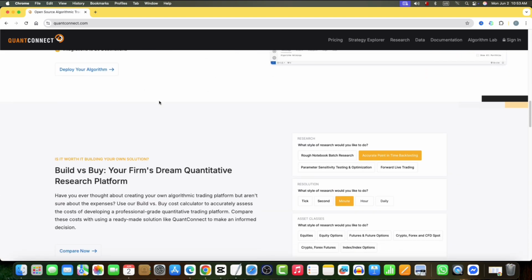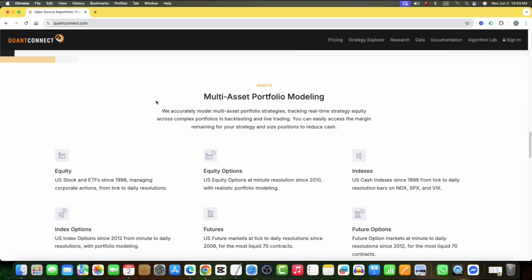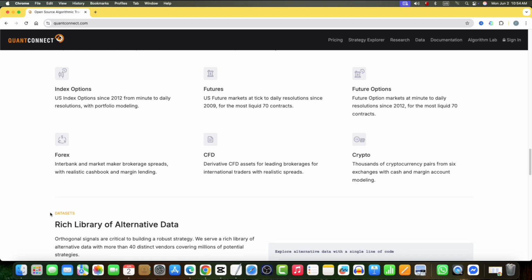But here's the catch. If you're new to coding or trading, the learning curve is steep. There's a lot to unpack. And while they offer tutorials, it's not the most beginner-friendly experience.